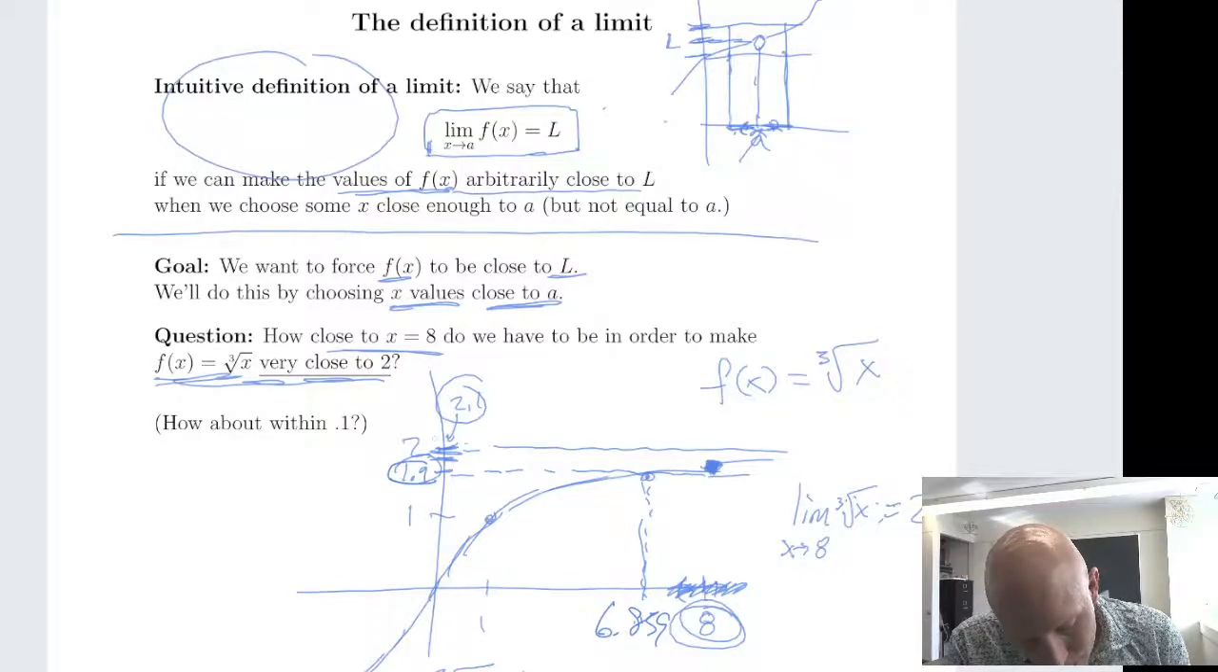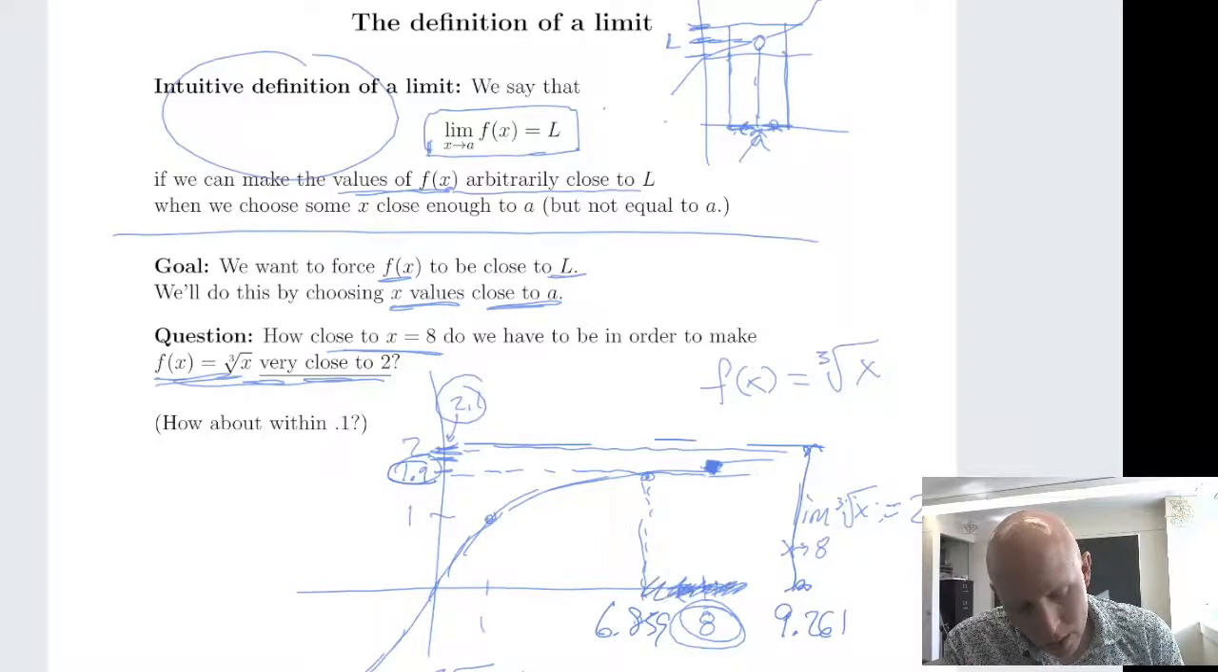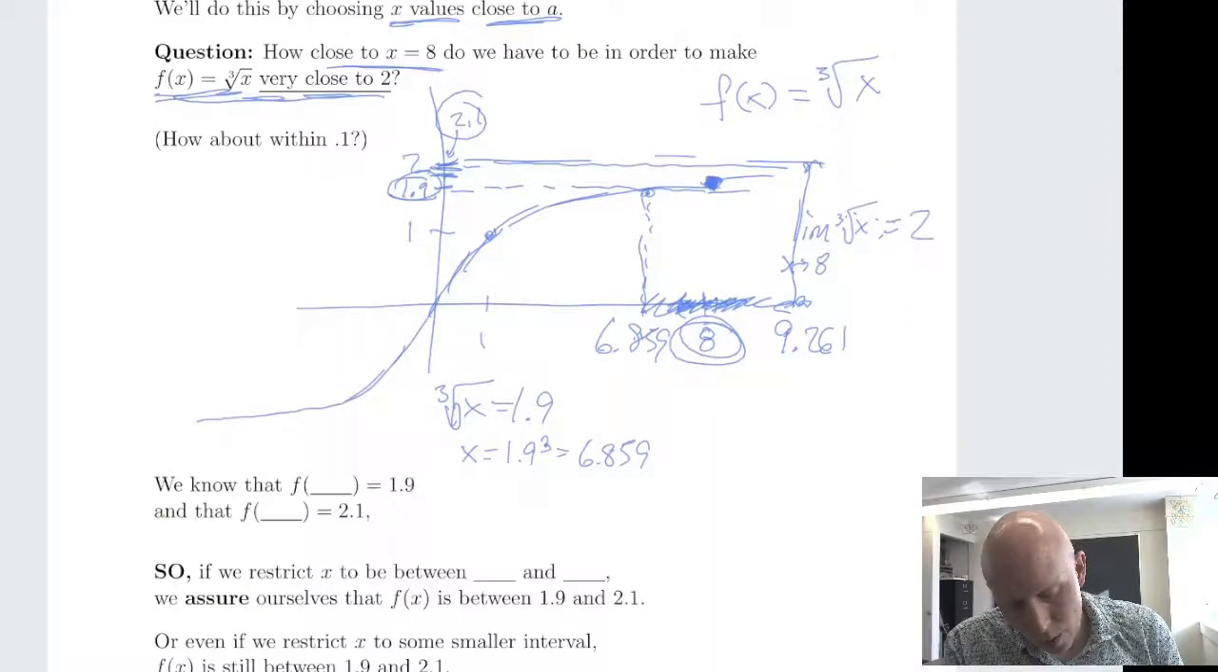Similarly, if we look at 2.1 and we say, well, what value is it that when you take the cube root of that number you get 2.1? The answer is 9.261. Alright, so we know that f of 6.859 is equal to 1.9. We know that f of 9.261 is equal to 2.1.